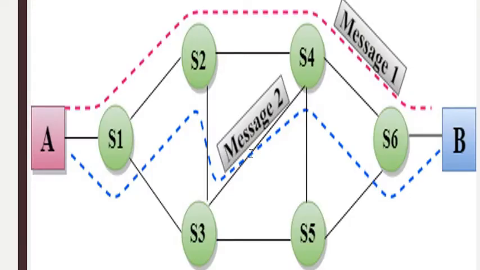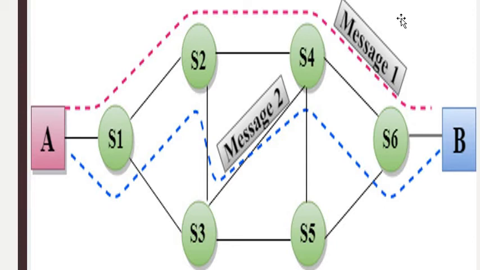Let's see the diagram of message switching. Here, no dedicated path is established. The message can be routed in any direction based on the shortest distance, because it will decide the best route.